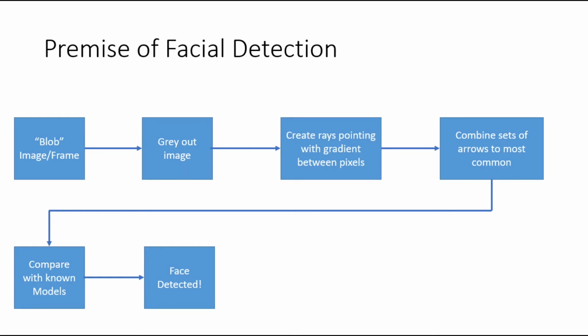Now getting into the premise of how faces are detected, you'd either take an image or a frame from a video. You would blob it, so you're looking at kind of group features within that image. And then you'd go through HOG, or the histogram of oriented gradients. The image would then be grayed out, and then it would go through pixel by pixel and draw an arrow pointing from lighter pixels to darker pixels. Those could then be further grouped together in about 16 by 16 pixel blocks.